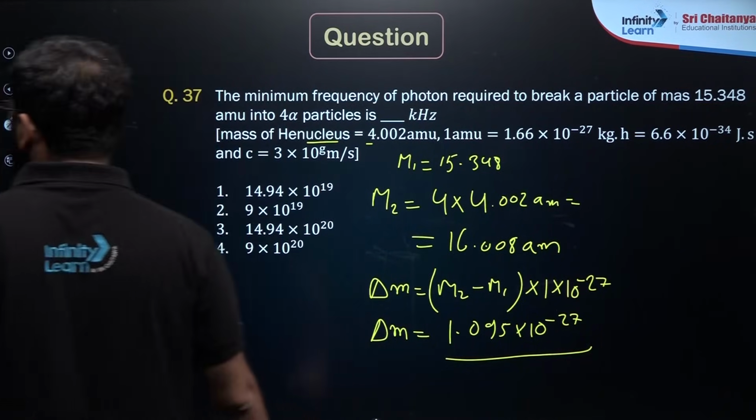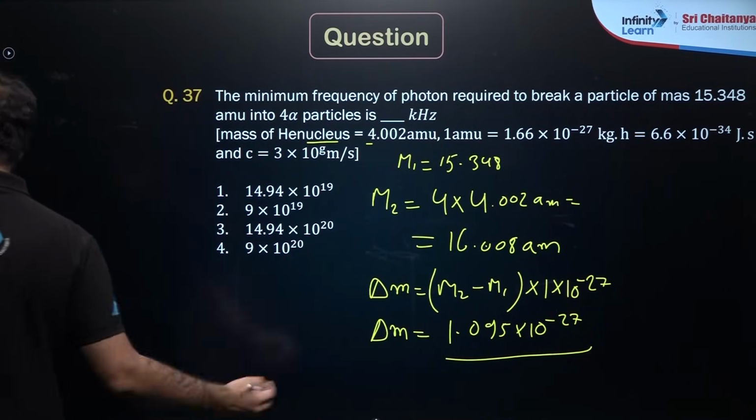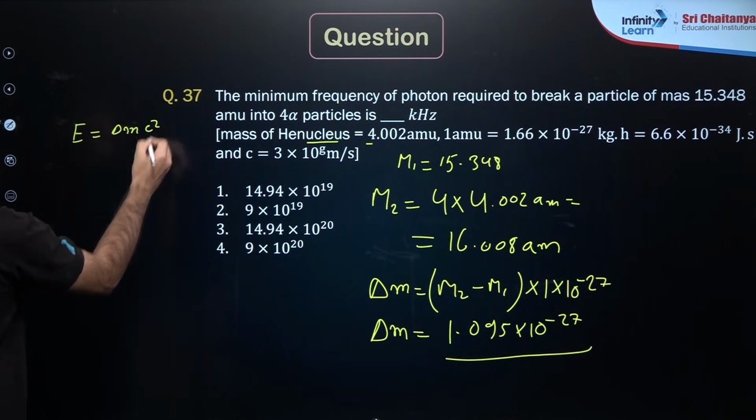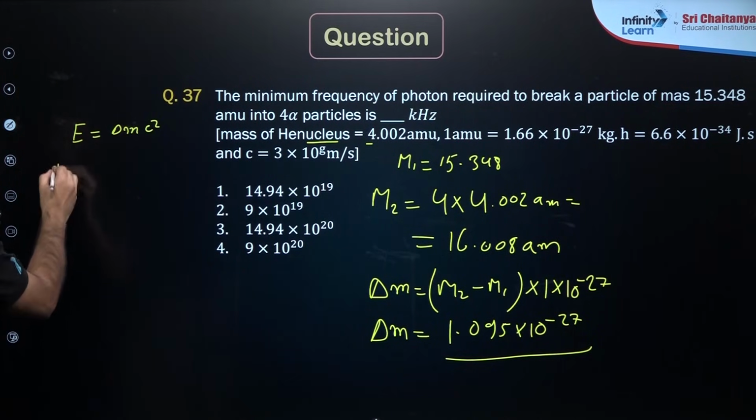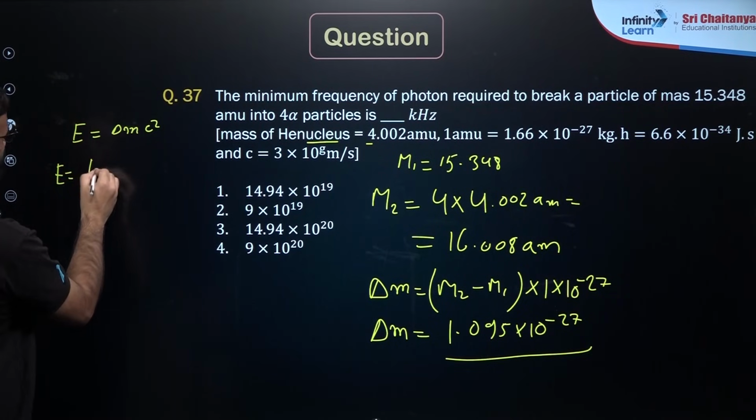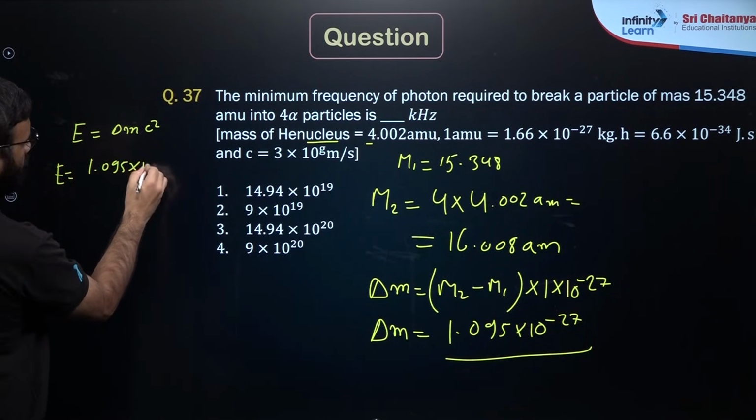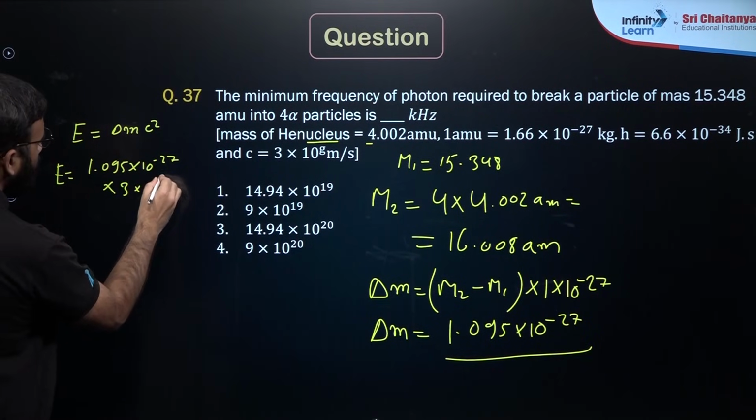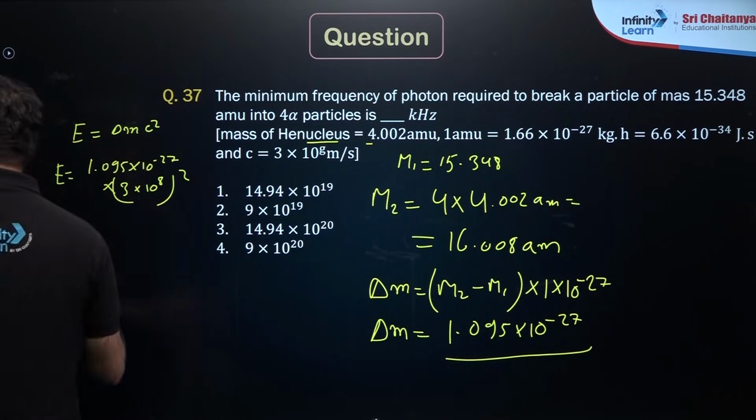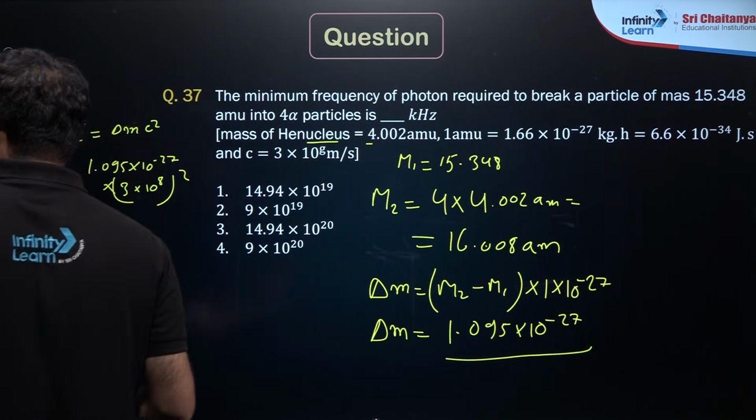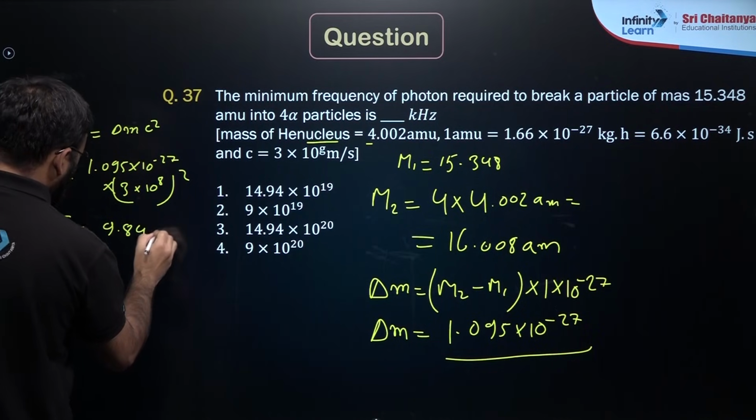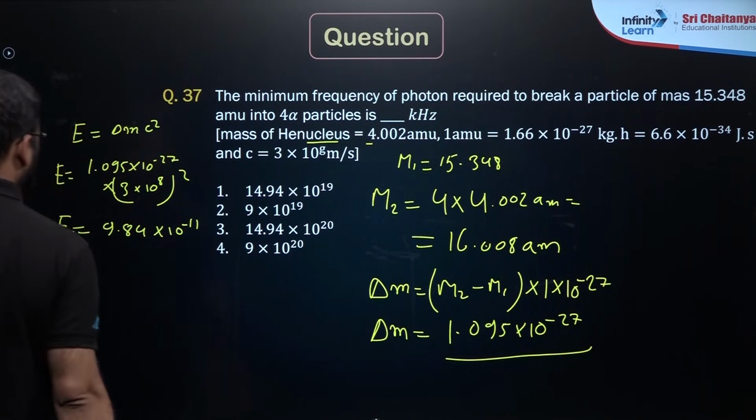So E equals mc square. Okay beta, all of you know Einstein's energy equation. So delta M is 1.095 into 10 to the power minus 27 into 3 into 10 to the power 8 whole square. So this energy you can get approximately 9.84 into 10 to the power minus 11.